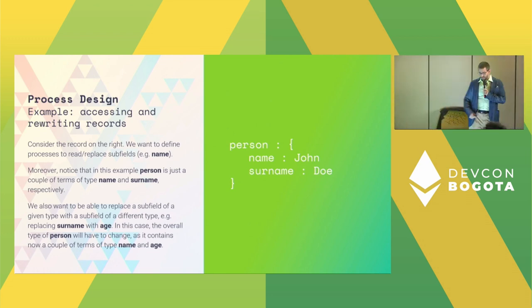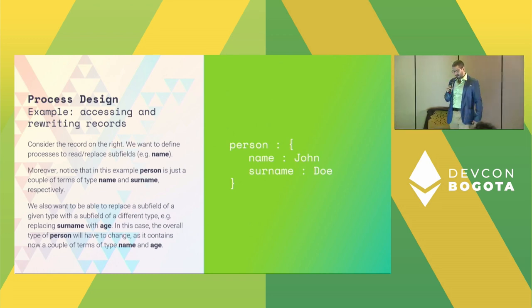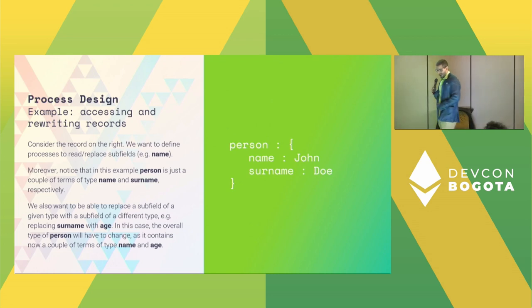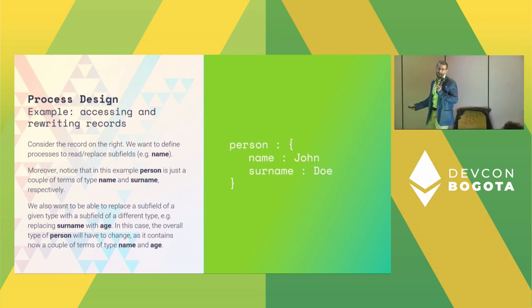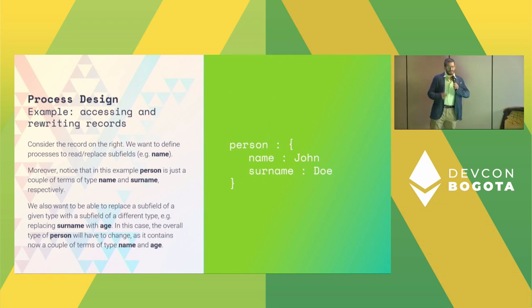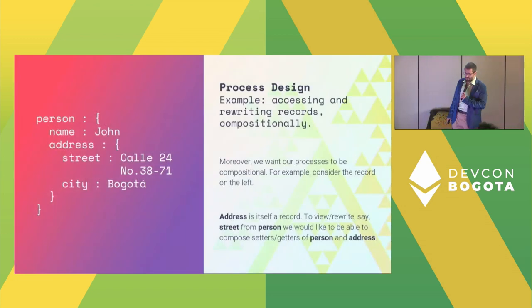And we also want to be able to replace the subfield of a given type with a subfield of a different type. This is a bit more complicated, but what it really means is that, for instance, imagine that I want to edit this person record. I want to strip surname out and put a new field in called age that is of a different type. So the point is, how can we do that in an automated and, more importantly, compositional way?